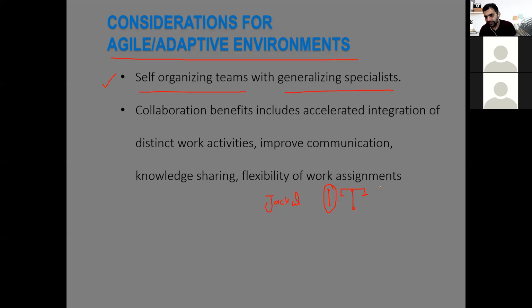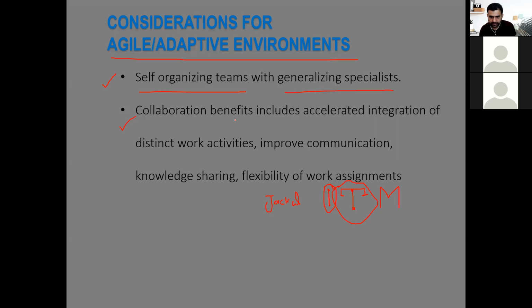In fact, a new concept has come that talks about M-shaped professionals, who already have very good skills in more than one domain. So these generalizing specialists are basically these T-shaped professionals. Next.